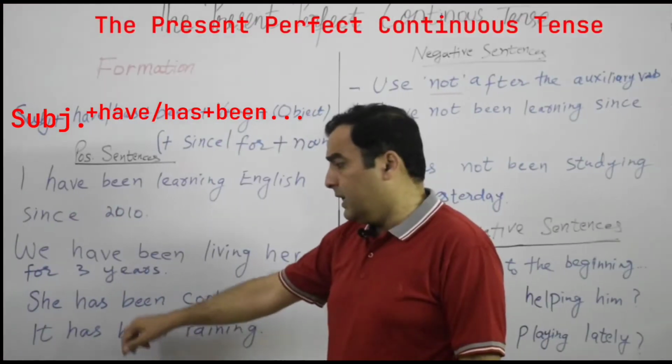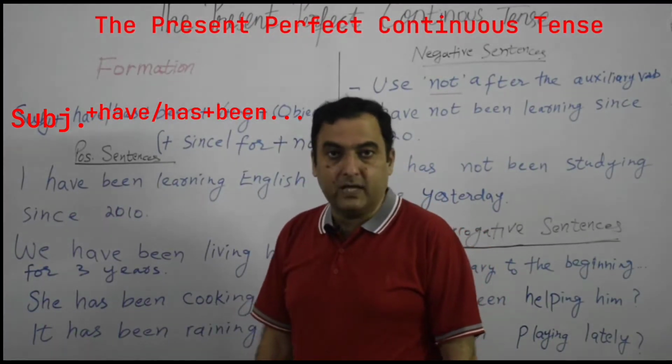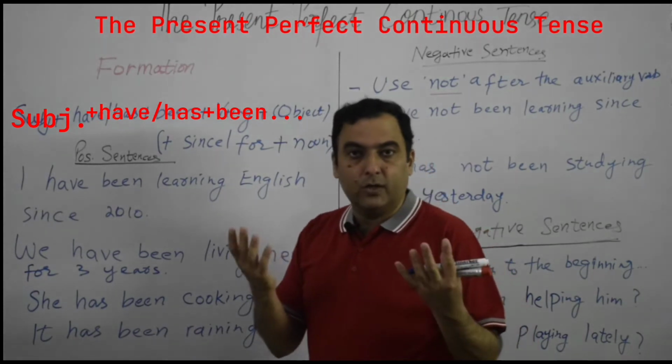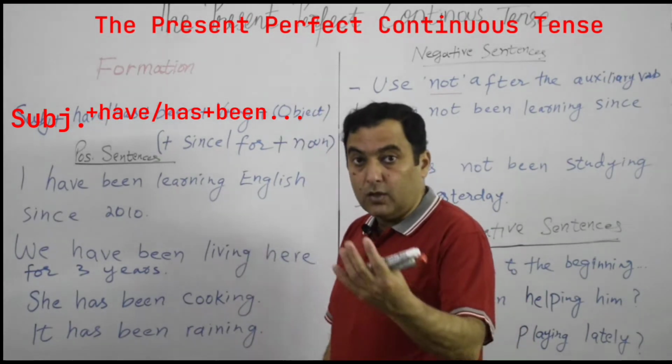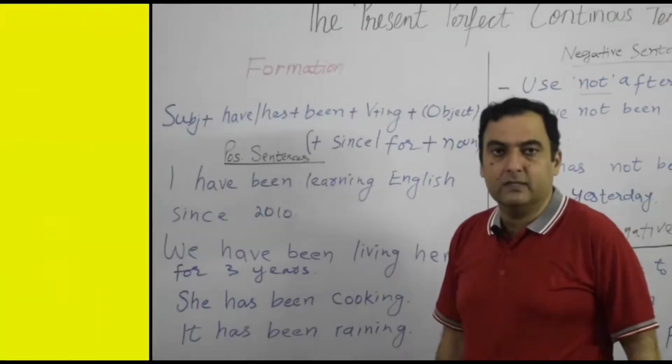And if the subject is he, she, it, so she has been cooking, for example. So here if you see, no time expression, no object. It has been raining. Yes, he, she, it has.